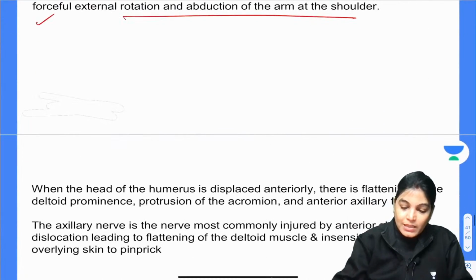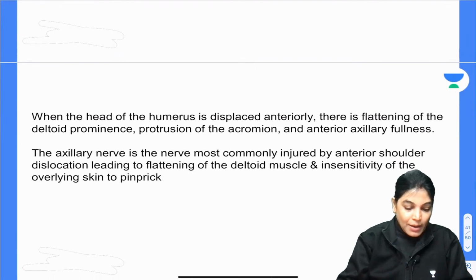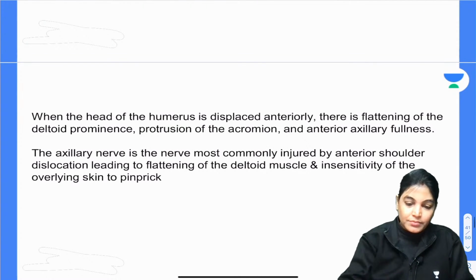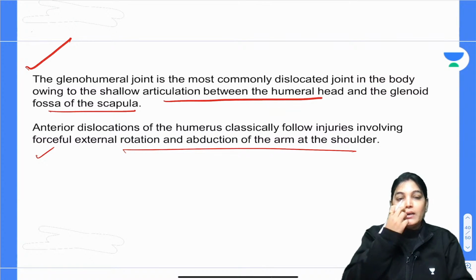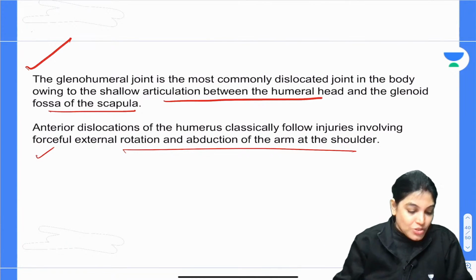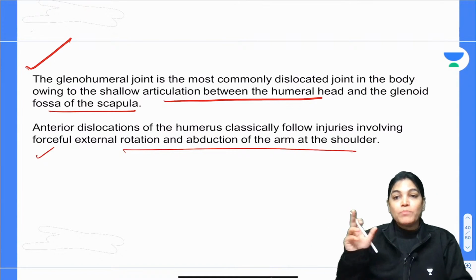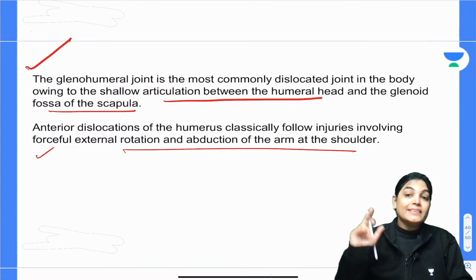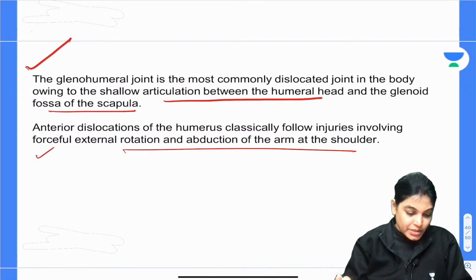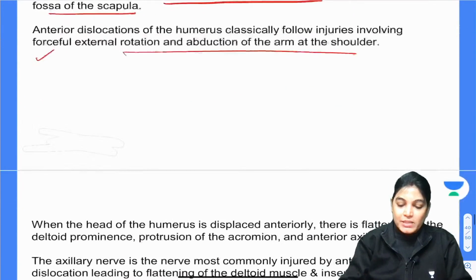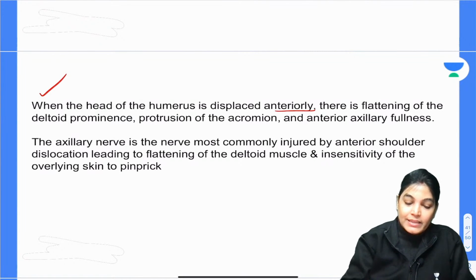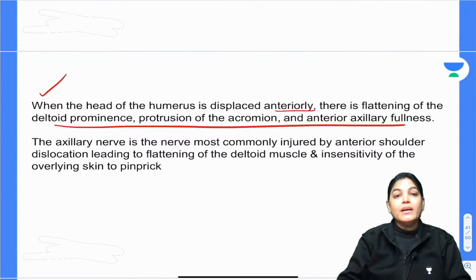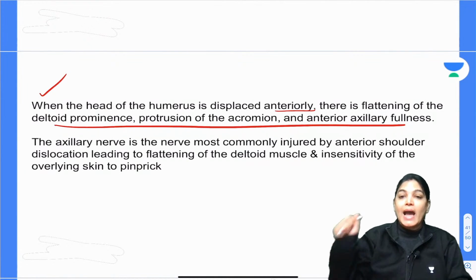So my dear aspirants, other than that, I also want to tell you about subluxation. The word subluxation means slight displacement from the original position. Now, when the head of the humerus is displaced anteriorly, there is flattening of the deltoid prominence and also a change of the acromial prominence with axillary fullness.